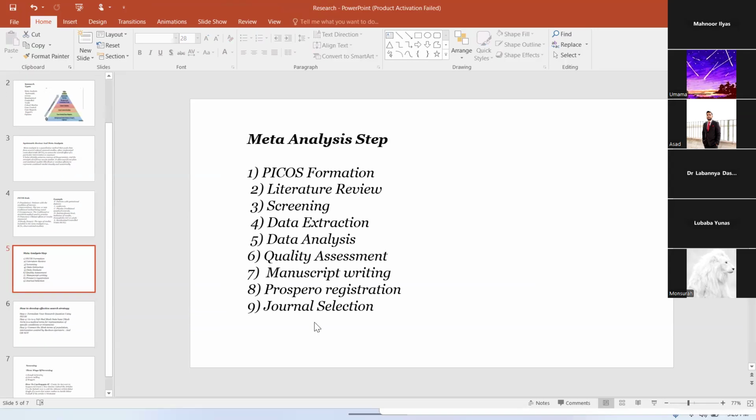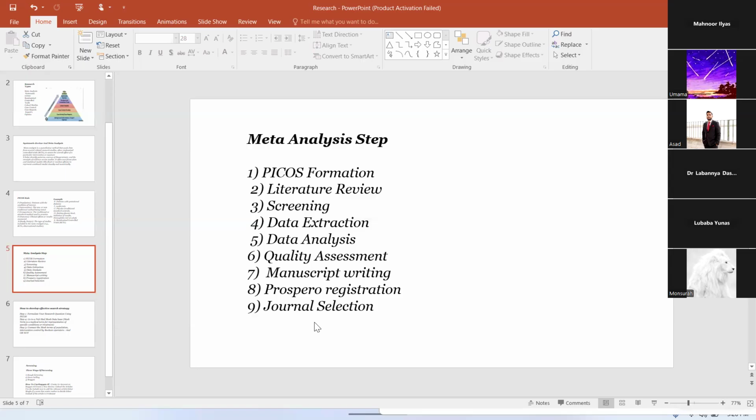Now there are 2 ways of selecting a topic for a meta-analysis. Either you search for a recent RCT or any recent cohort study. I told you that meta-analyses can be of 2 types: either meta-analyses of randomized controlled trials or meta-analyses of observational studies. In observational studies, we may have case controls, case series, cross-sectionals, and cohort studies. But rarely do people do meta-analyses of cross-sectionals, case controls, and case series. We mostly do meta-analyses of either cohort studies or RCTs.